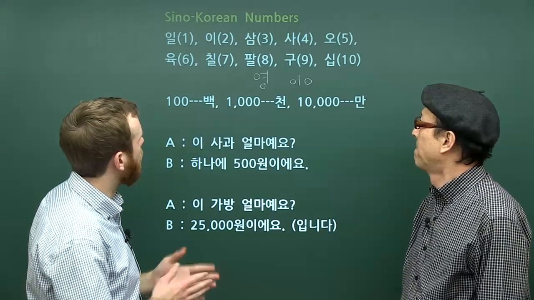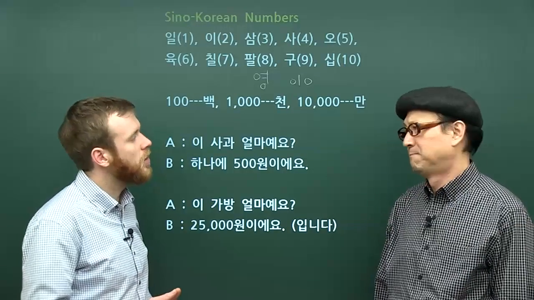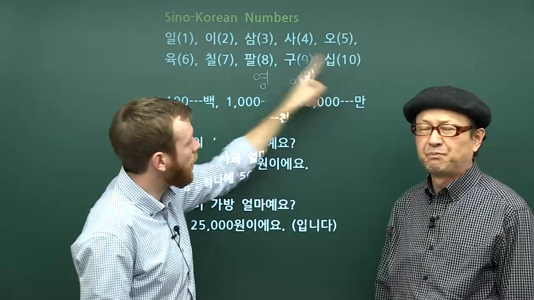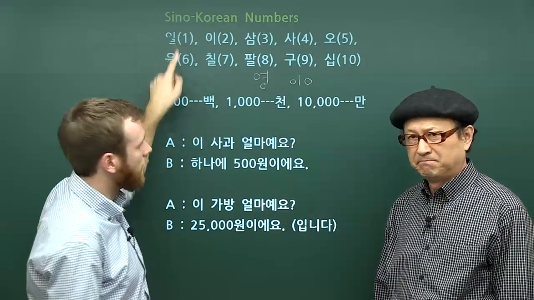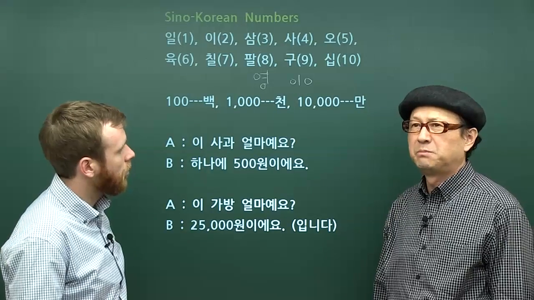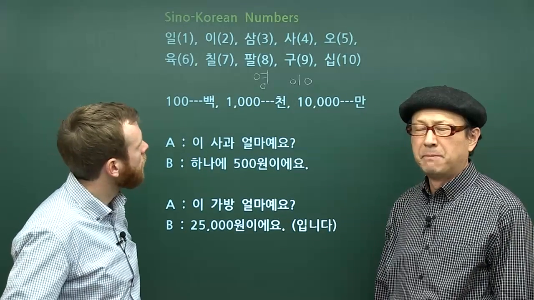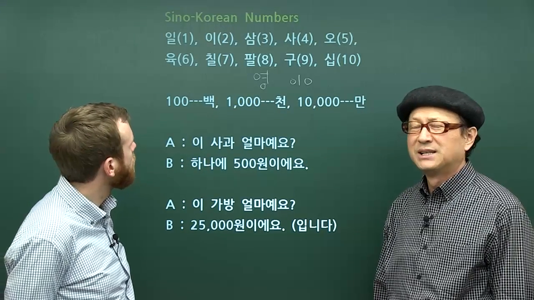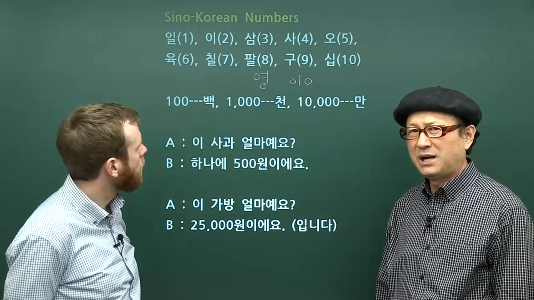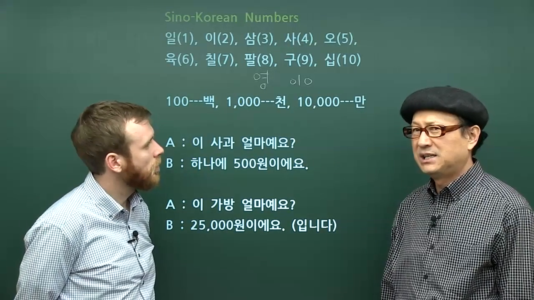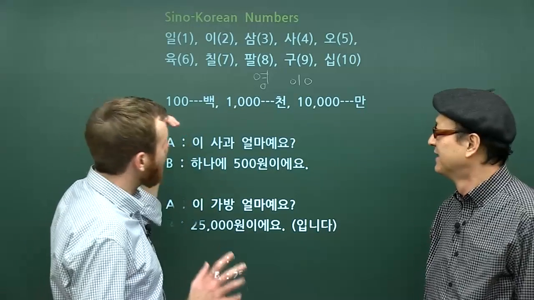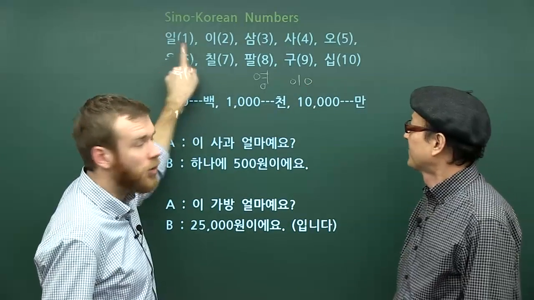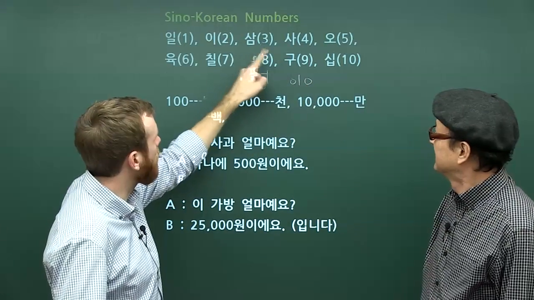Okay, so what would number 11 look like? 십일. So 십 is number 10, 일 is number 1. So 10 and 1 is 11. 십일, 십이, 십삼, 십사, 십오, 십육, 십칠, 십팔, 십구, 이십. So from 11 to 20, basically it's just 10 and the number. So 11, 12, 13, and so on.